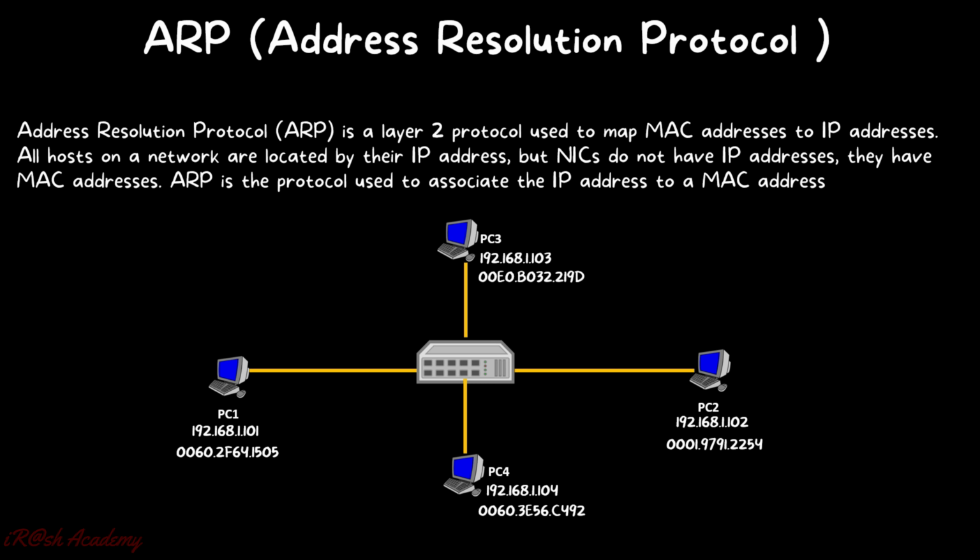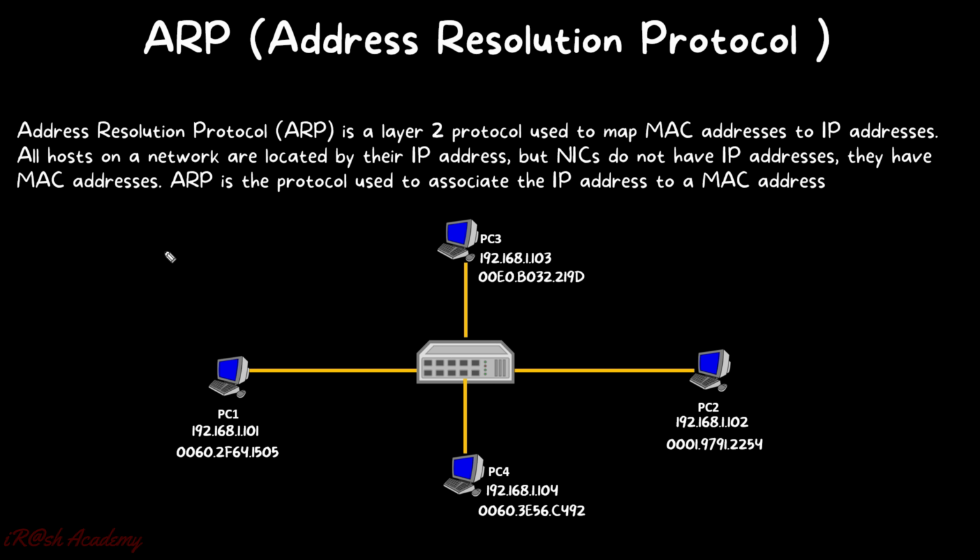Now consider a network that includes 4 PCs and one network switch. Each PC in this network has its own IP address and a different physical address, or MAC address. Now when we connect these devices to the network switch, the switch starts learning the MAC addresses of the devices and stores the MAC addresses in its MAC address table.